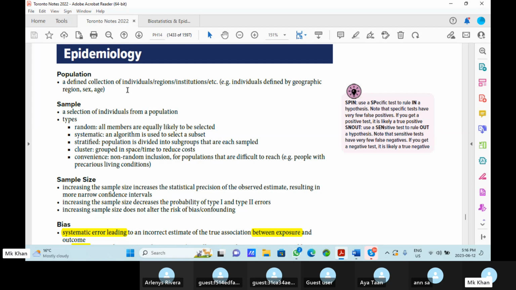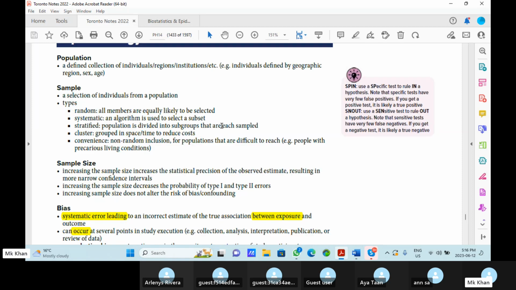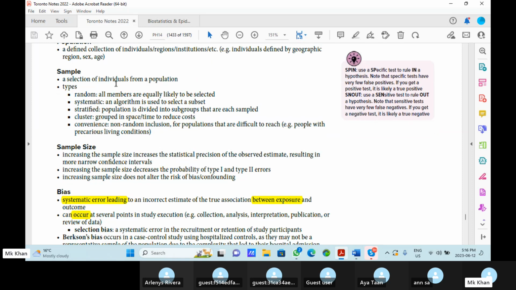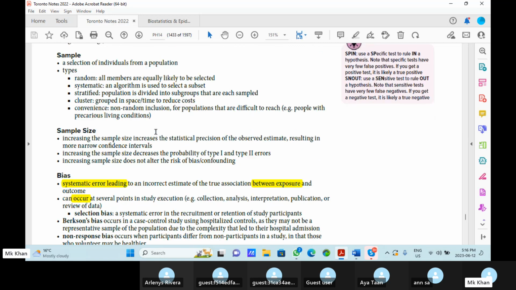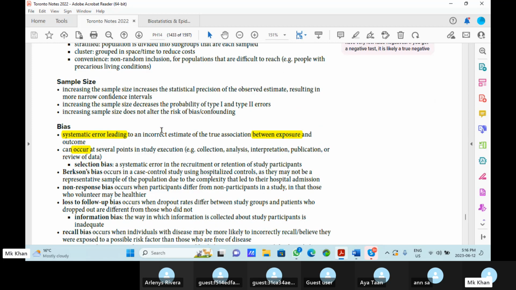So now a defined collection of individuals, regions, institutions, this is just the definition of epidemiology, I think. So what is the sample? A selection of individuals from a population is the sample. So types: it can be random, systematic, stratified, where the population is divided into subgroups, cluster, convenience. So all these are the different sample types.